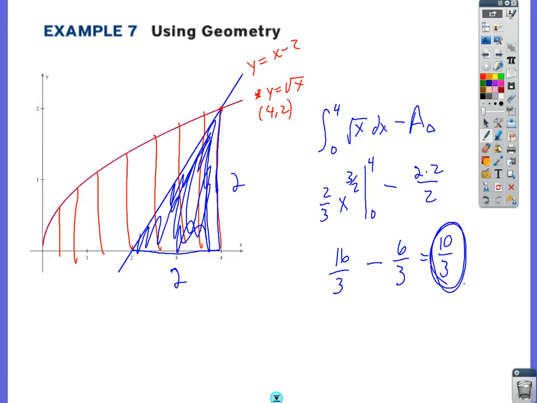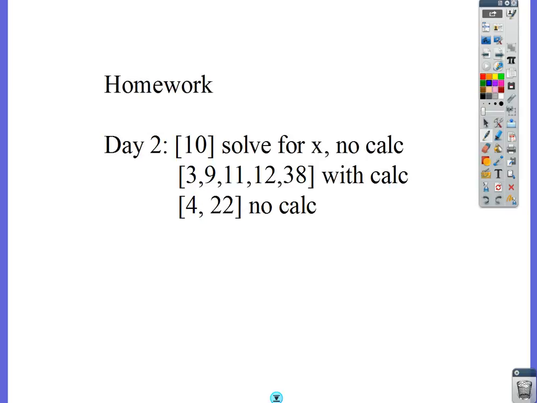There are many ways to solve these problems. You get the same answer every time. Okay? So here we go. Here's your homework. Bada bing, bada boom.